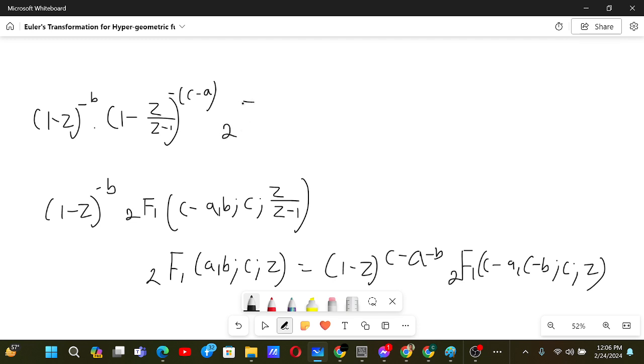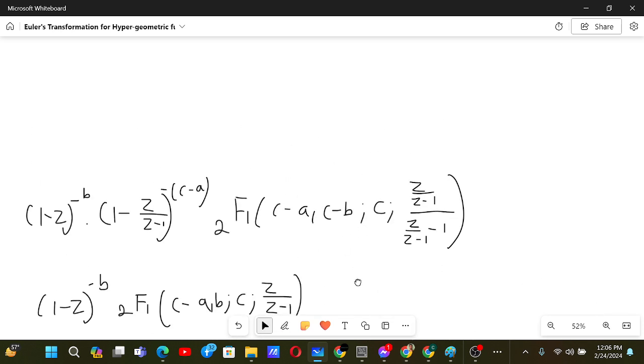So 2f1 c minus a, c minus b. Basically, one of the variables will be used here, and the other will be c minus a. Again, this variable was used here, and the other will be c minus b. So that's the case. And over here, z will be substituted by z minus 1. So we'll have z by z minus 1 by z by z minus 1 minus 1. Yeah. Now let us see what this is equal to.